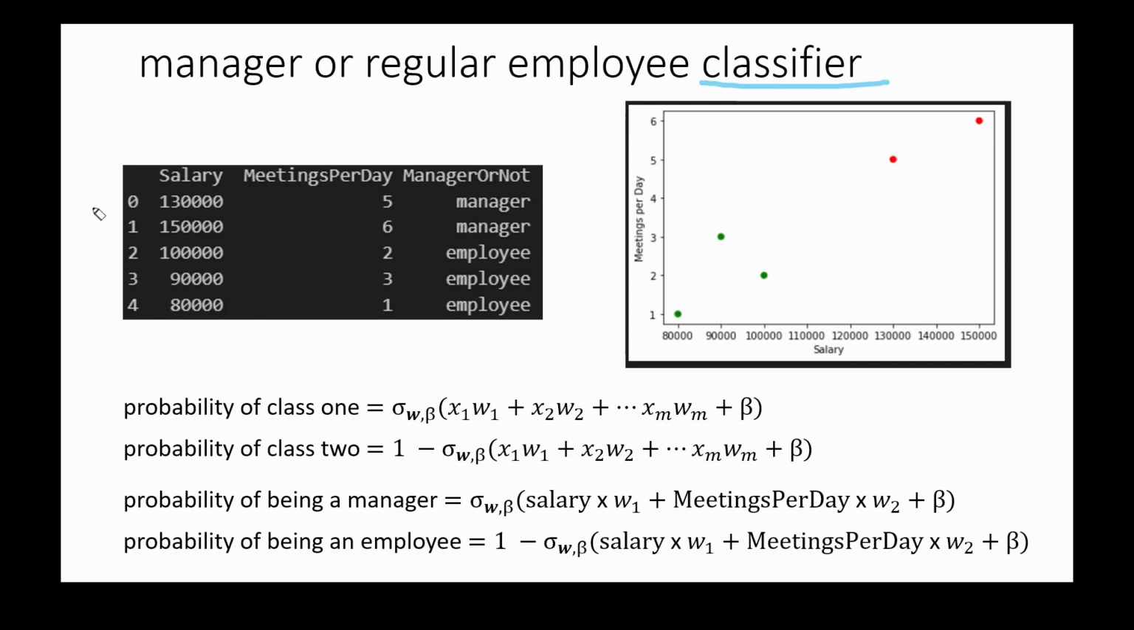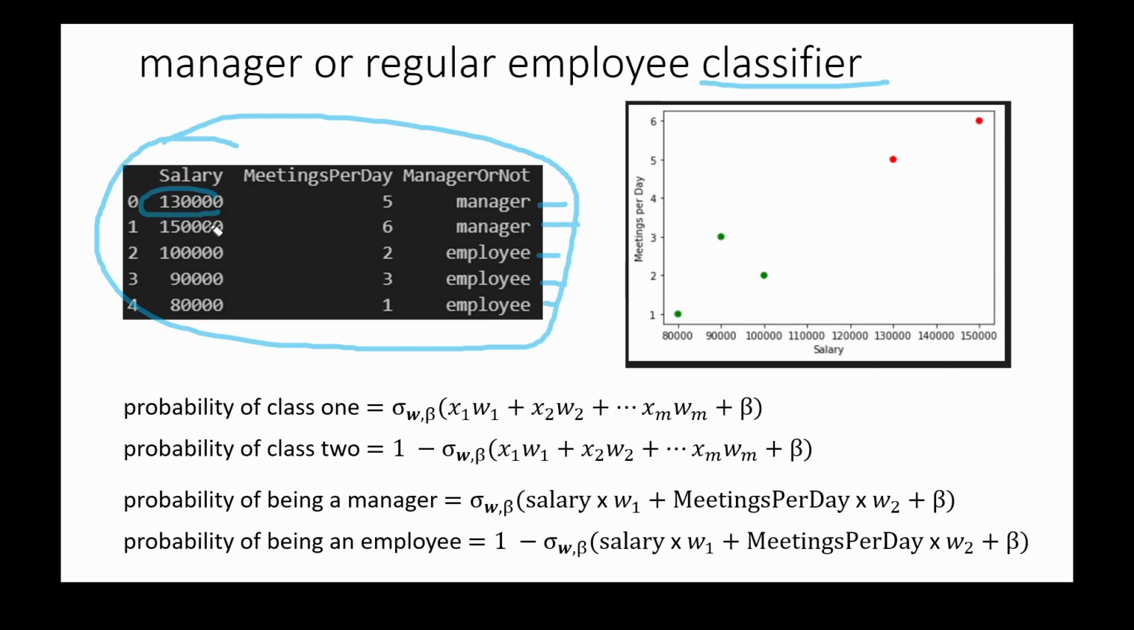So over here I have manually created a data set where a company has 5 employees. The first 2 employees are managers, and the last 3 employees are just regular employees. For each person, I also provide the salary and the average meetings per day.